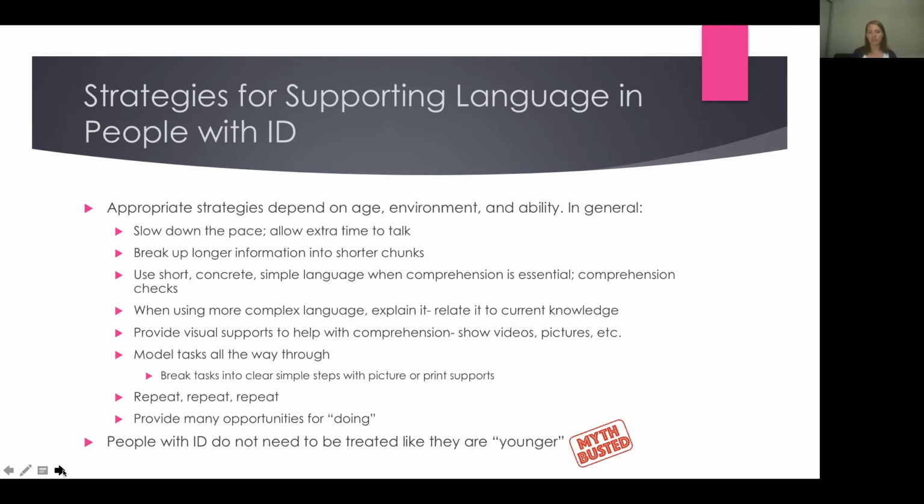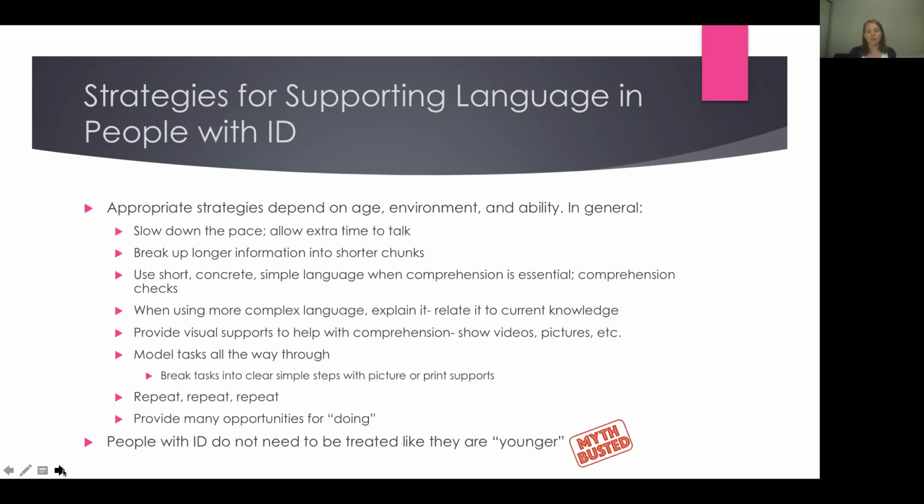So slowing down is really, really important. Give extra time to talk: take extra time to talk and then give an extra pause while they think of what they want to say. Don't rush them, don't cut them off, just give them that open space to talk. If you're sharing something important, break it up into short chunks. That will be easier for them to understand.